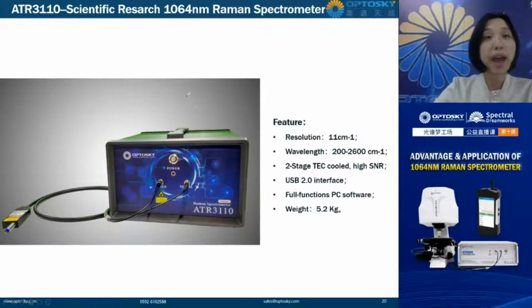And also we have the scientific research 1064 nanometers Raman spectrometer. And resolution is 10, and wavelength is 200 to 2600 centimeters. And it uses the two-stage TEC port, and it uses the USB 2.2.